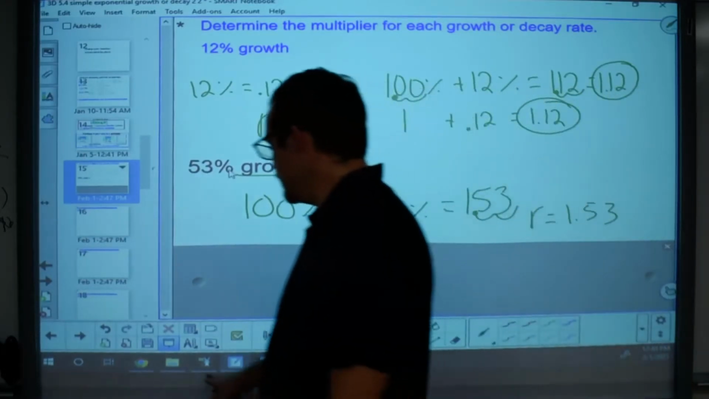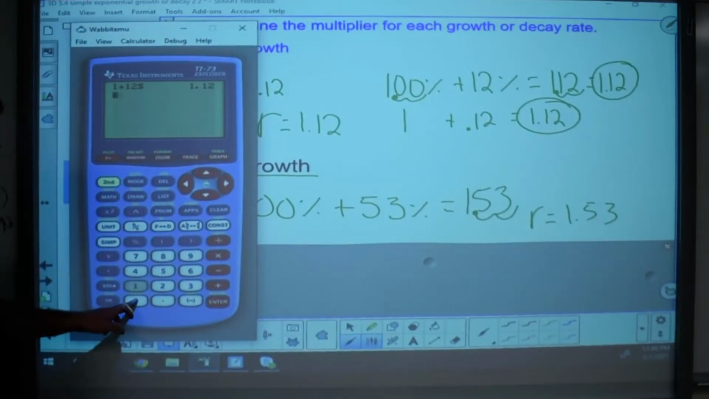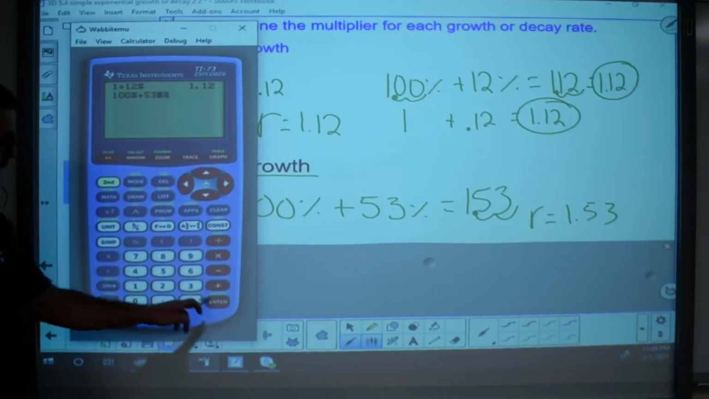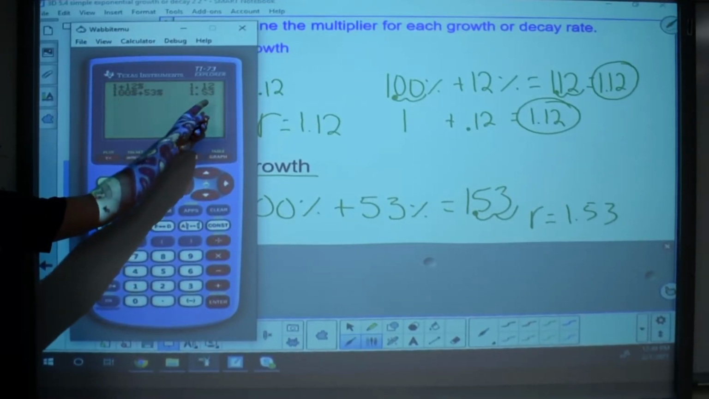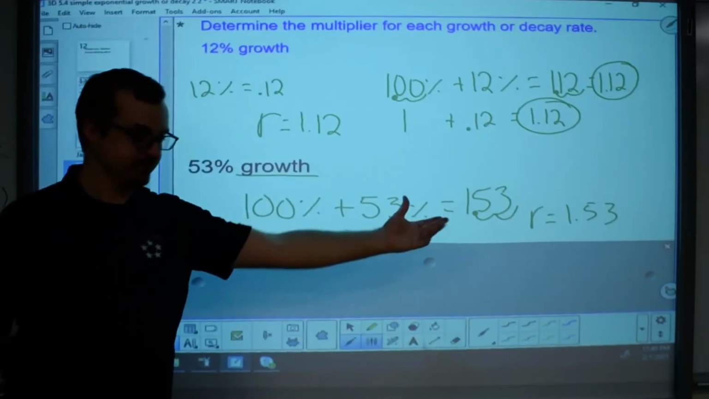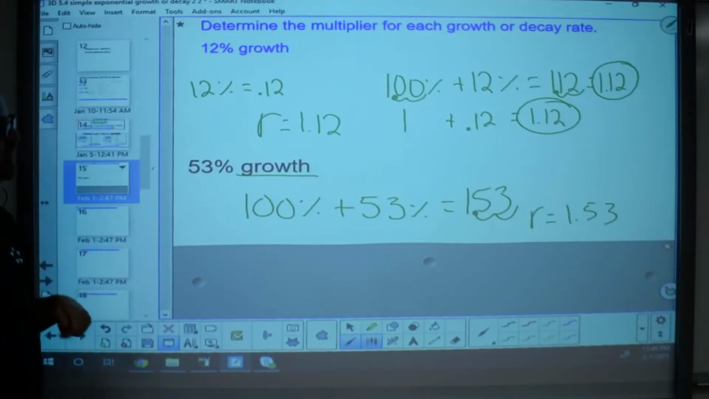Don't want to do that? Use a calculator, okay? If you do 100% plus 53%, 1.53, automatically done for you in your calculator. Or you can do it all in your head. Okay, perfectly fine. Let's talk about decay for a second.